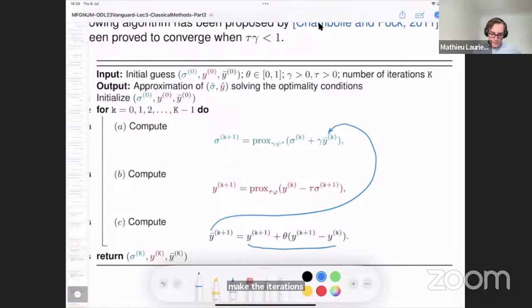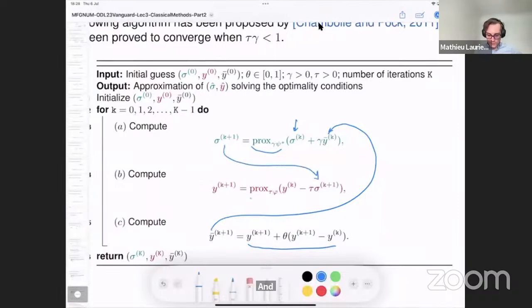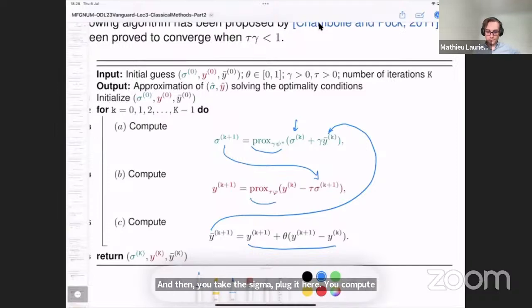So how do we update sigma? Well, we need to compute the prox, the prox evaluated at sigma from the previous iteration and y bar, which has already been computed as well. And then you take this sigma, plug it here, you compute another prox, and you get y k plus 1.